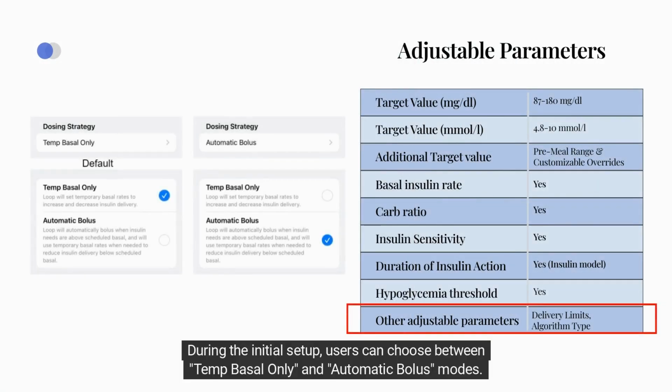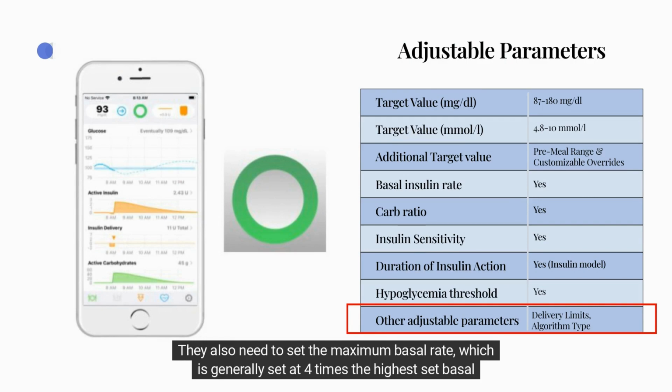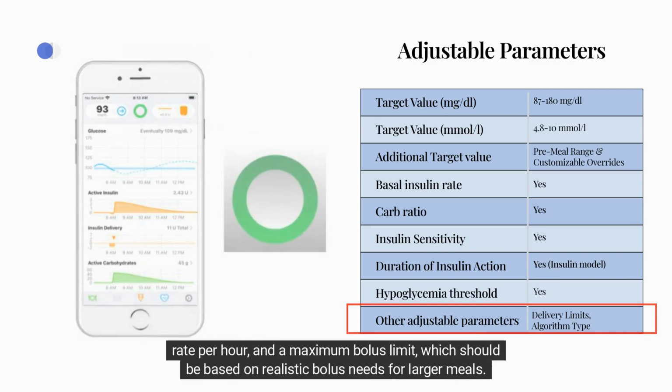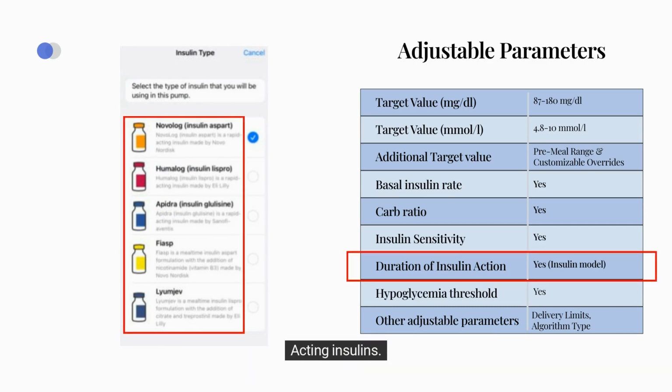During the initial setup, users can choose between temp basal only and automatic bolus modes. They also need to set the maximum basal rate, which is generally set at 4 times the highest set basal rate per hour, and a maximum bolus limit, which should be based on realistic bolus needs for larger meals. Furthermore, users have the option to choose an insulin model tailored for the use of rapid-acting or ultra-rapid-acting insulins.